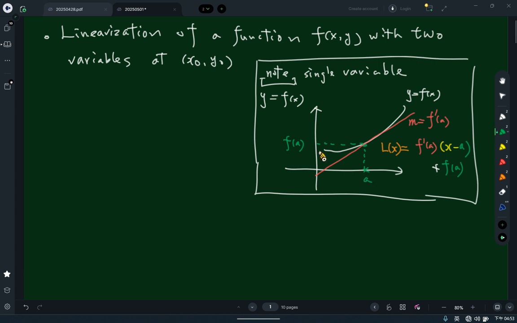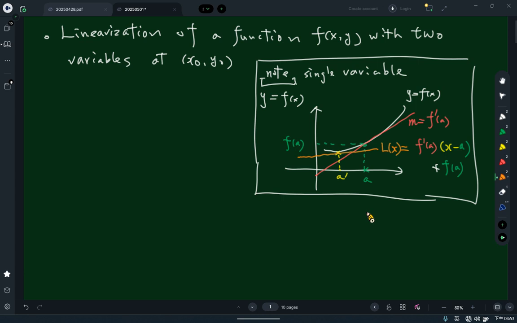As I told you, different a will produce different linearizations, right? For example, if a is here, at a prime, its corresponding linearization will be this one. At the same time, we also learned how to apply linearization to approximately calculate something. This is the purpose of linearization.